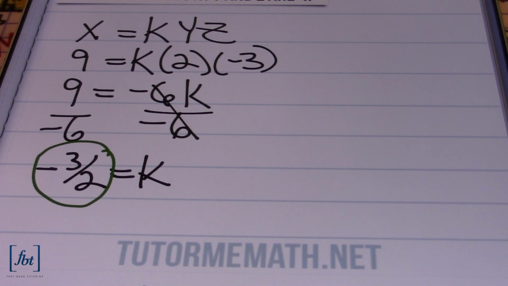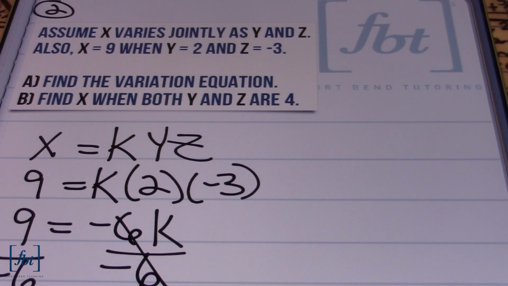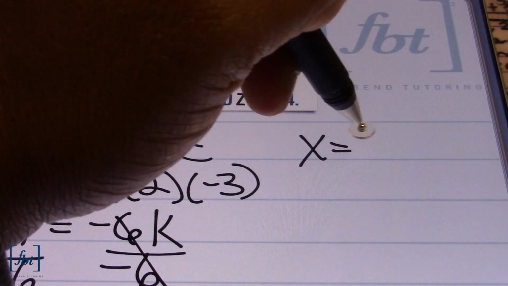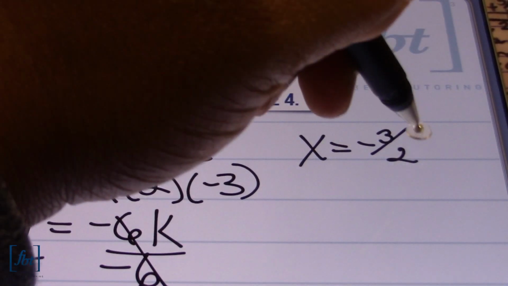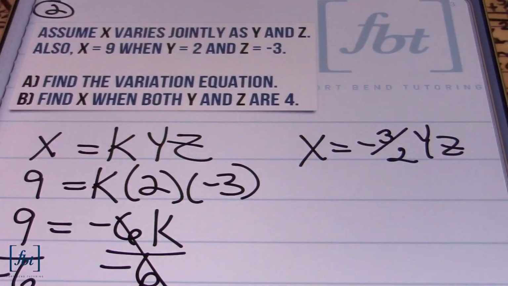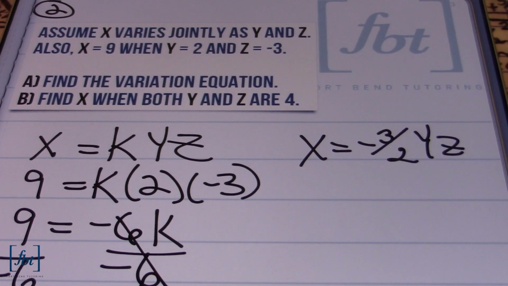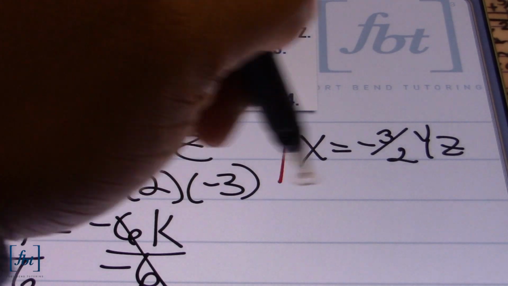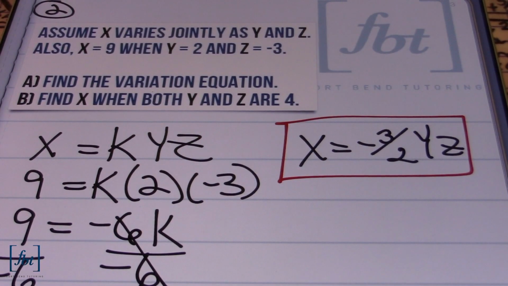And we'll be using that value to write our variation equation. So I'll rewrite our equation as x equals -3/2 yz. There's that ugly z again. So now that we have our constant of variation plugged in, we now have our variation equation, which is the result of part A. And I have a red box around my answer.